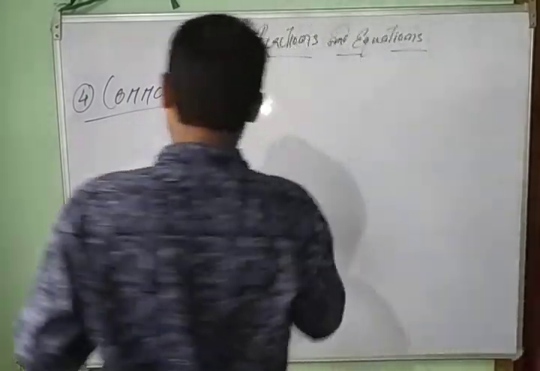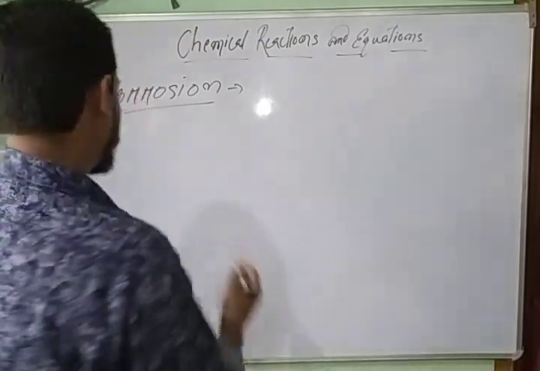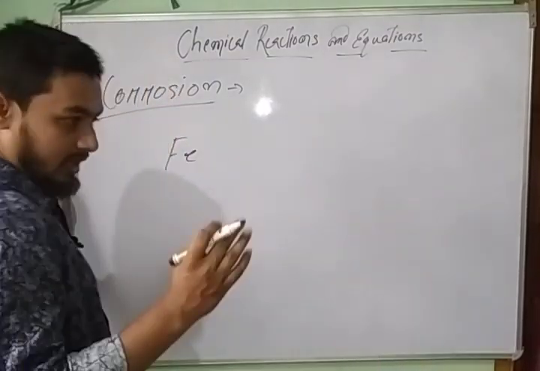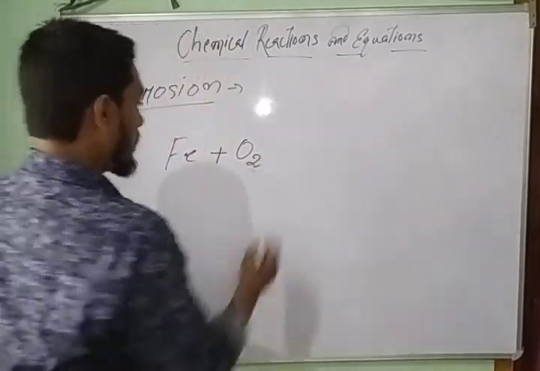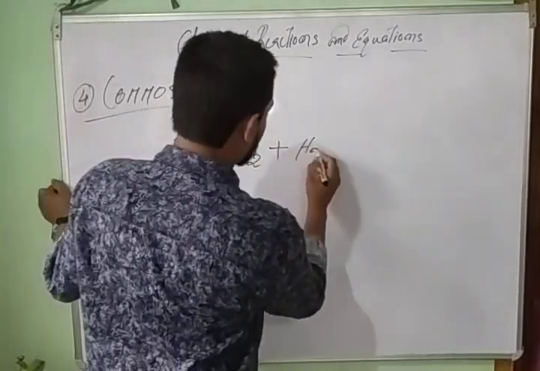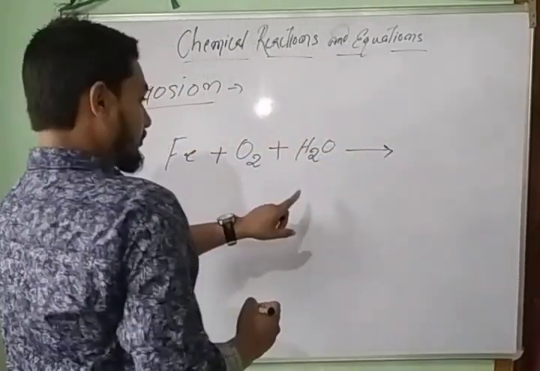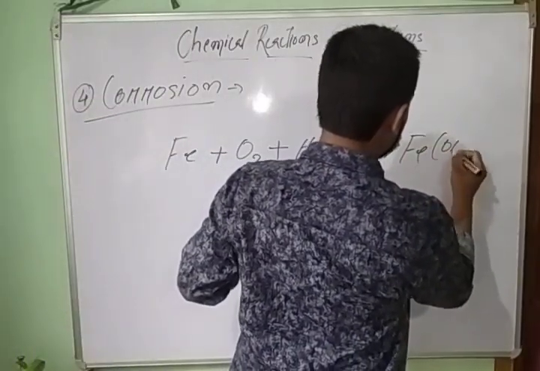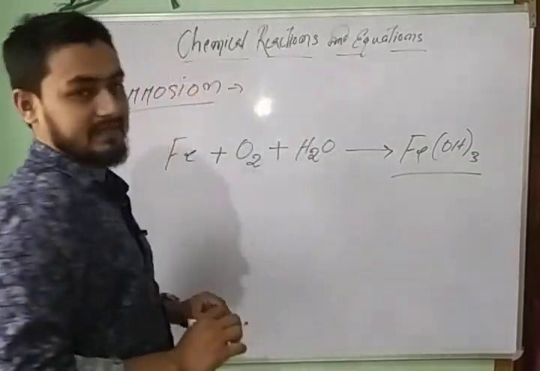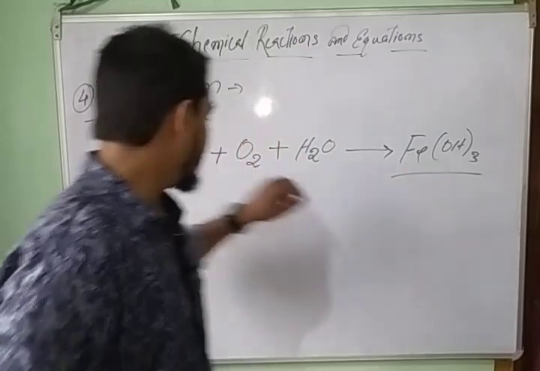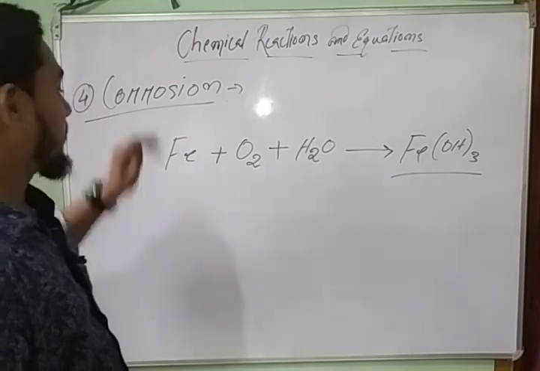For example, iron. When you keep iron-made articles exposed to the atmosphere, it will react with oxygen present in the atmosphere, also with moisture, that is water present in the atmosphere, and it will form FeOH thrice, and in this way the iron-made article gets corroded, and this process is called corrosion.